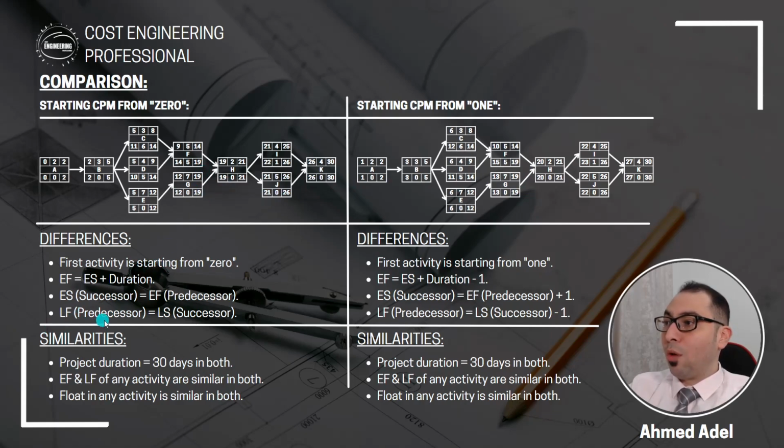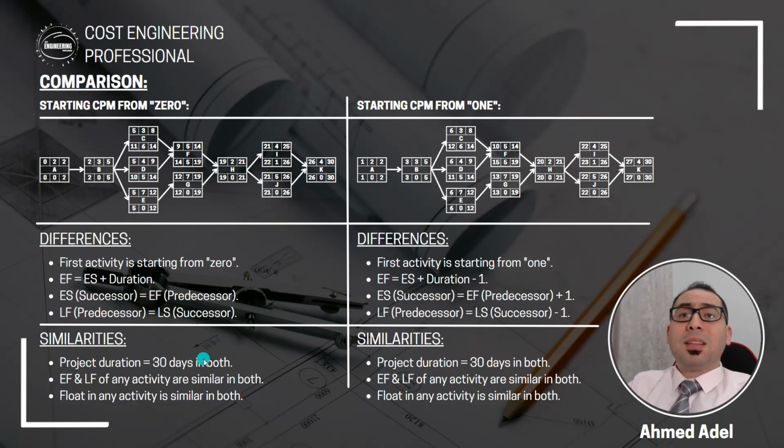The late finish of the predecessor is equal to the late start of the successor in this one. 19 is 19. 21 is 21. But here no. The 27, for example, 26. Here 22 and here 21 and so on. So when I am going backward, I have to deduct 1 day, similar to what I did when I was going for the forward pass.